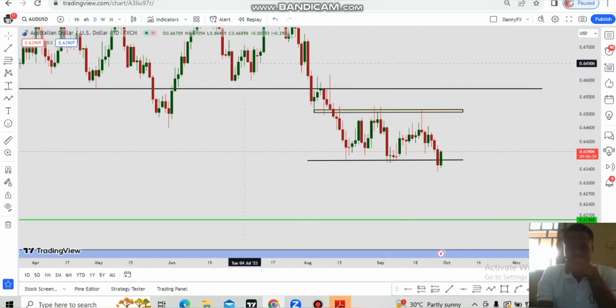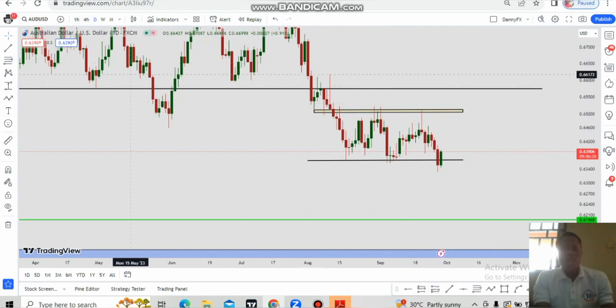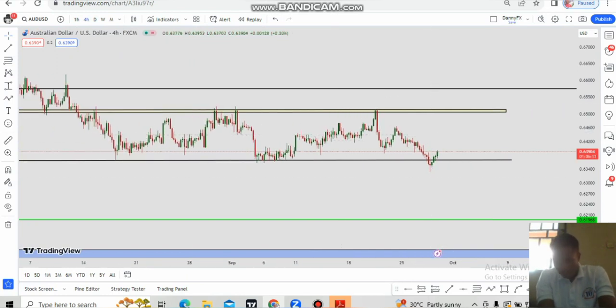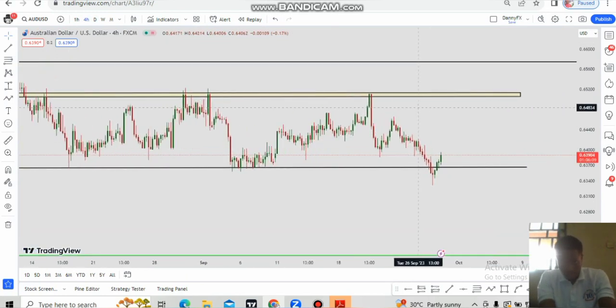Now if you notice the way I'm moving from different time frames: from the monthly time frame, I've scaled to the weekly, I'm now on the daily, and I want to move to the 4 hours right now. So on this 4 hours time frame, let me zoom out a little bit.